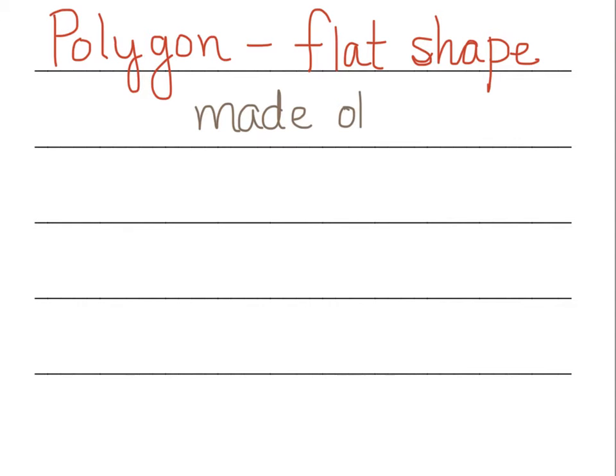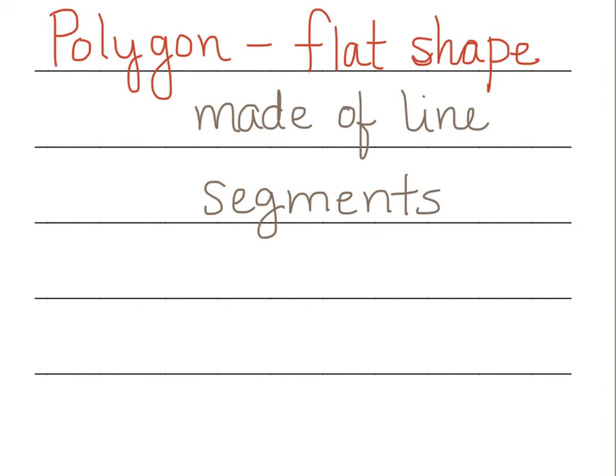Now, the next element of a polygon, it has to be made of line segments. Now, that means that it's going to have flat sides. So I would ask you, is a circle a polygon? By this definition, it is flat, but it is not made of line segments because it's got the curve to it.